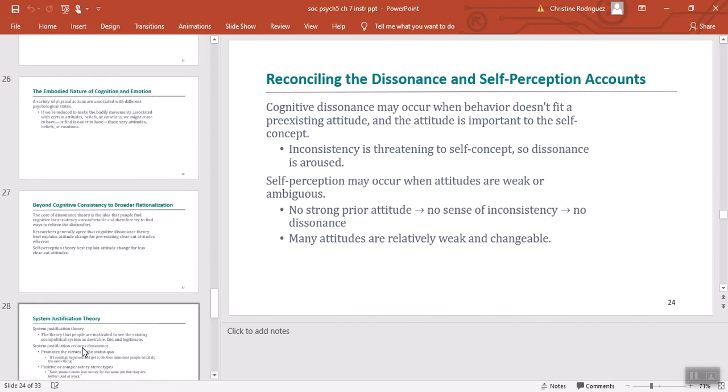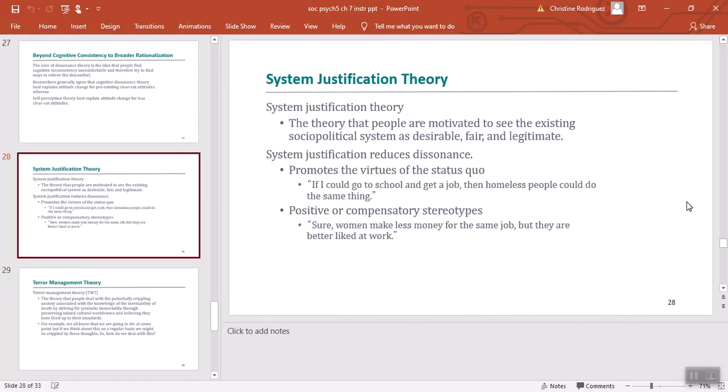Let's see. This is also a really interesting idea, system justification theory. It helps, I think, to explain some of what is going on right now across various states in the nation. System justification theory is this idea that people who are motivated to view the existing socio-political system as fair, as legitimate, as equitable, are much more likely to promote the status quo.